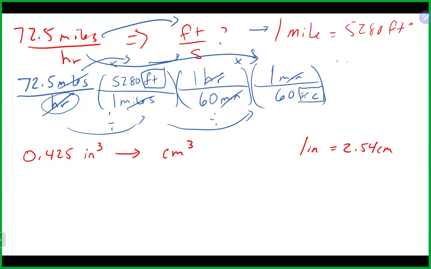So when we go to put this in, you also want to be careful putting it into your calculator. As we talked about previously, you're going to go 72.5. We're going to multiply it by 5280. At that point, there's really nothing else to multiply up on top. You should probably hit equals on your calculator.